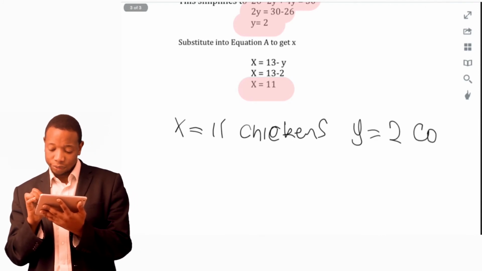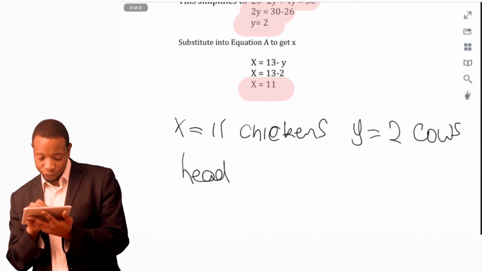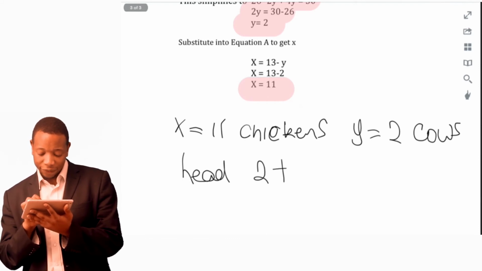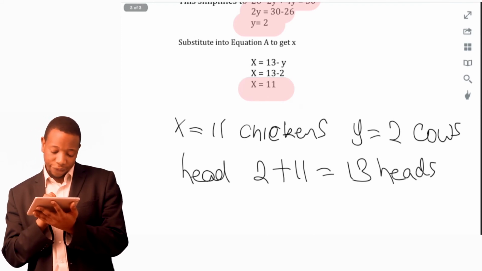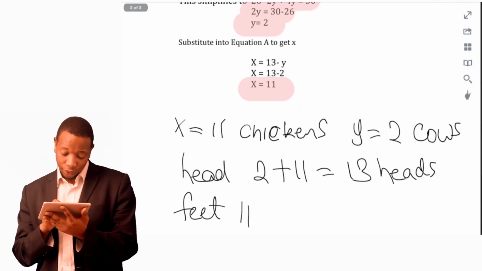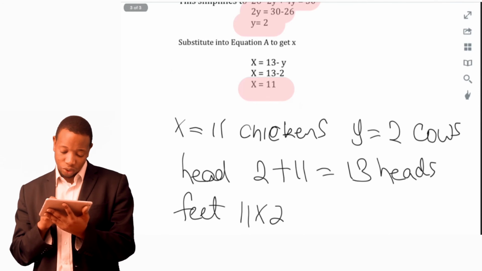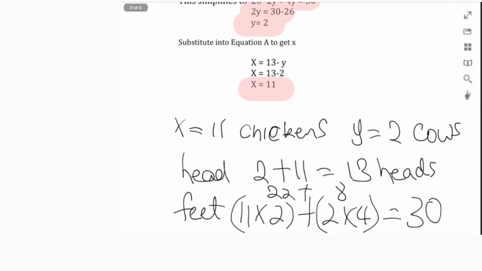That is your cows. So if we check for heads, we have 2 cows, which is 2 heads, plus the 11, that's 13 heads. And then for feet, we've got 11 chickens times 2 plus 2 cows times 4. That should be 22 plus 8, which is equal to 30. And that's how we've solved it.